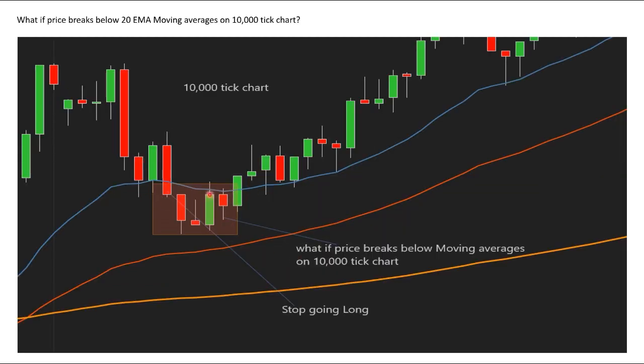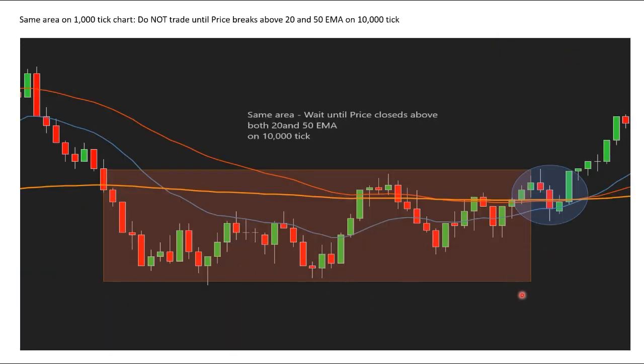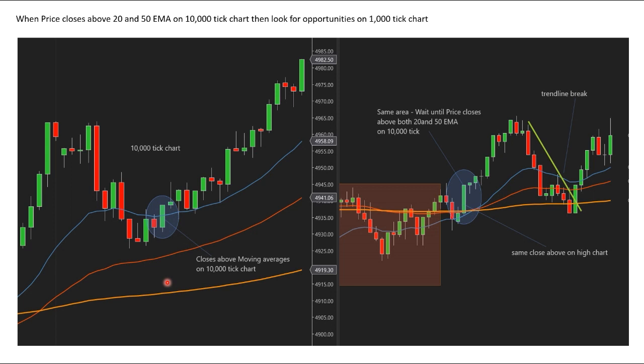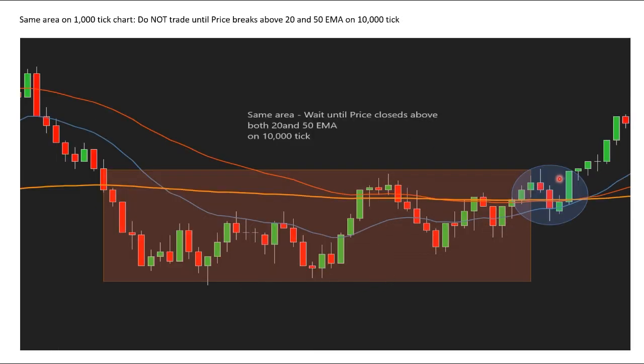You can see it right here on the 10,000 tick. You can see it right here on the 1,000 tick. And then when we start to see price break above the moving averages, it looks like this on the 10,000 tick chart. When it breaks above, you can see price closing above the 20 exponential moving average on the left side on the 10,000 tick chart. Closes above. And that's what it looks like over here when it closes above.